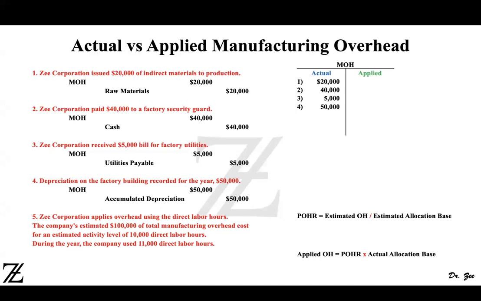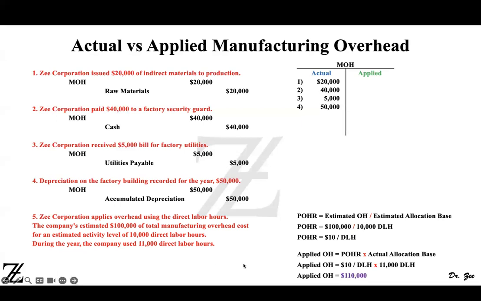So let's use this formula to calculate our predetermined overhead rate. As I stated, $100,000 of estimated overhead is provided, and the allocation base is 10,000 direct labor hours. These are budgeted hours. So divide 100,000 by 10,000, you get $10 per direct labor hour. So now you have a rate, POHR, $10. The actual allocation base is already provided. How many hours? 11,000, right?